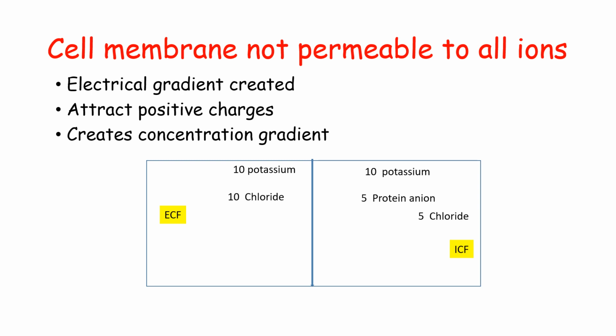So if we talk about the extracellular fluid, the number of cations is equal to the number of anions, that is 10 potassium is equal to 10 chloride. And in the intracellular fluid, the number of cations, that is 10 potassium, is equal to the number of anions, that is 10 anions made up of protein anions and chloride anions. The number of cations and anions on both sides is equal, that is 20 on both sides.